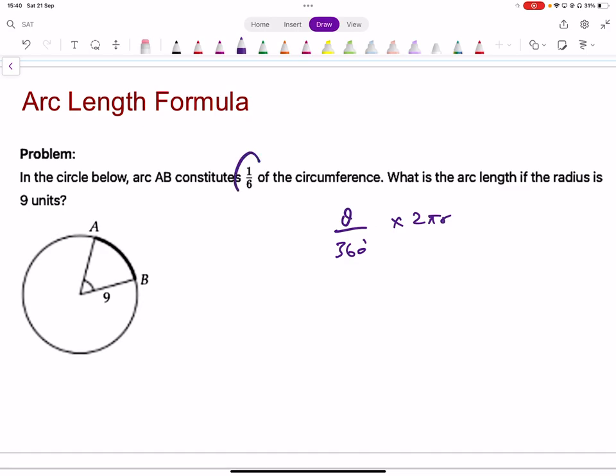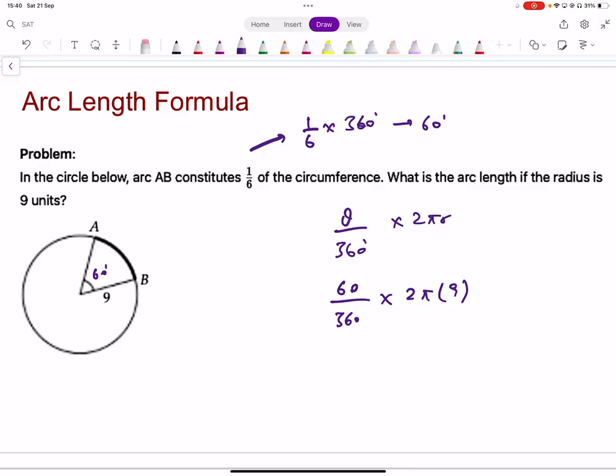It says it's 1/6 of the circumference. What does that mean? If the complete angle is 360, what's the angle going to be here? 60. So this angle is going to be 60 degrees. So you say it's 60 over 360 into 2 pi into 9, and that's going to give you the result. Is that okay? Make sense?